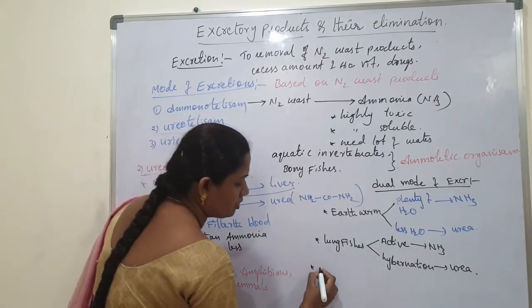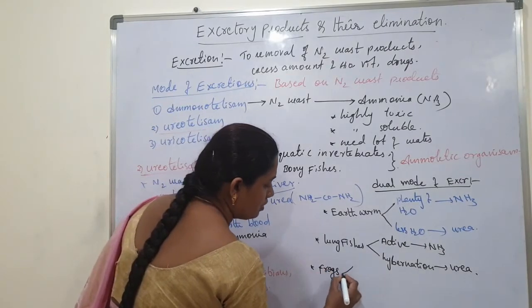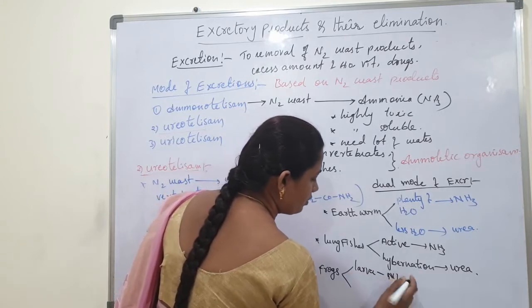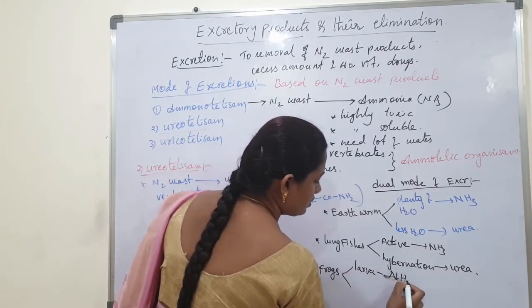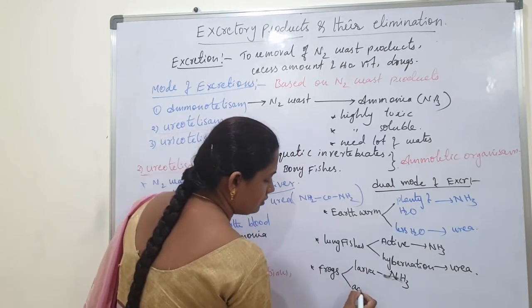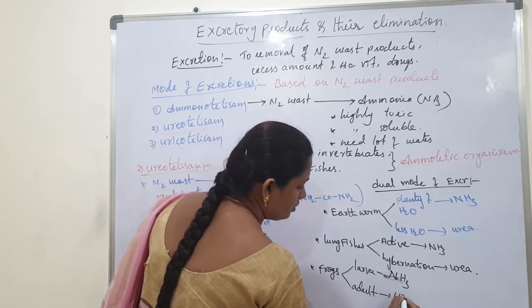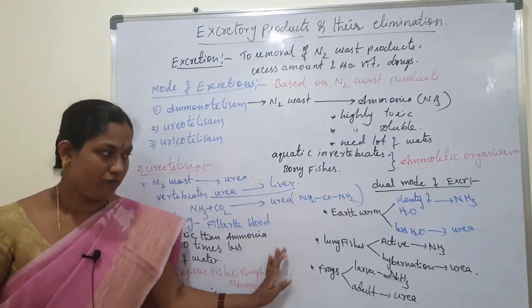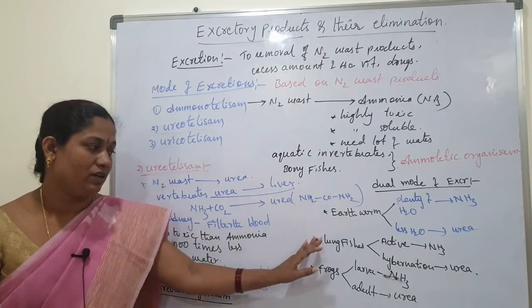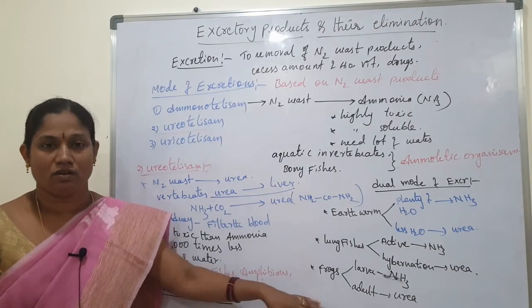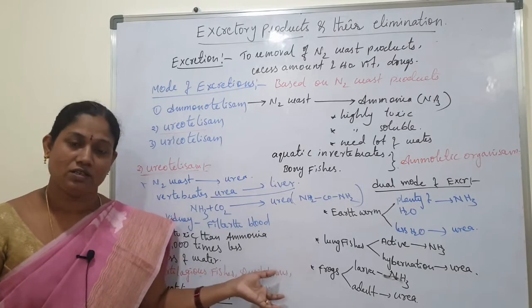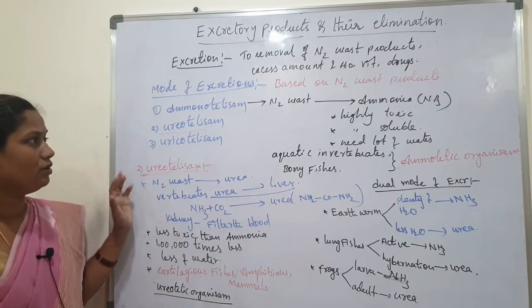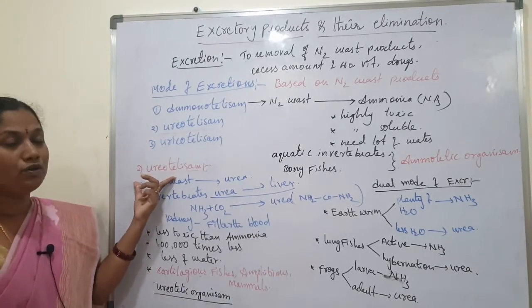Next, in amphibians, for example frogs, the larvae excrete ammonia and the adults excrete urea. That's why some organisms show a dual mode of excretion: earthworm, lungfishes and frogs. According to water availability, they change their excretory products also. So this is about ammonotelism and ureotelism.